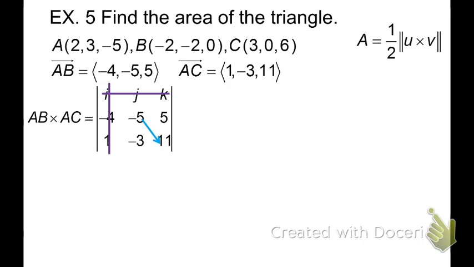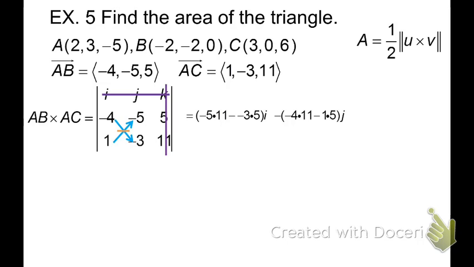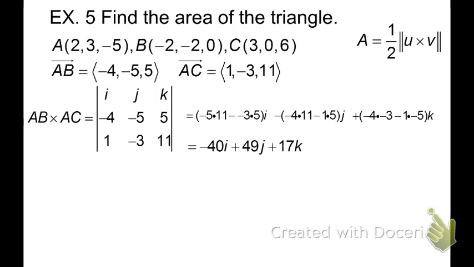Okay, so we're going to do negative 5 times 11 minus negative 3 times 5, i, minus negative 4 times 11 minus 1 times 5, j, plus negative 4 times negative 3 minus 1 times negative 5, k. So this simplifies to negative 40i plus 49j plus 17k, which is the vector negative 40, 49, 17.